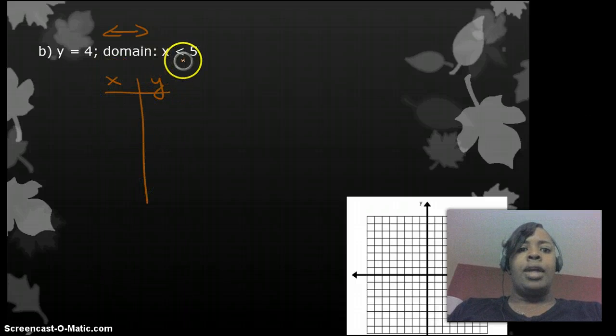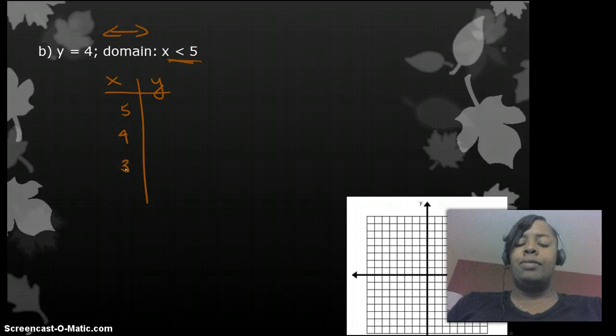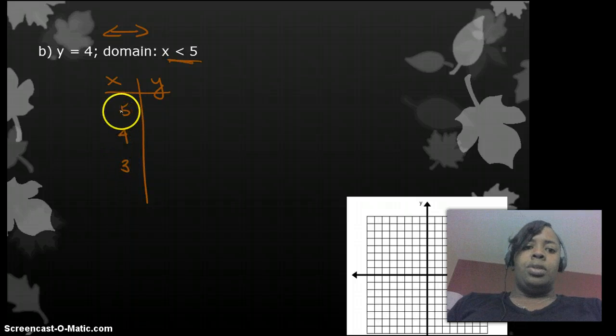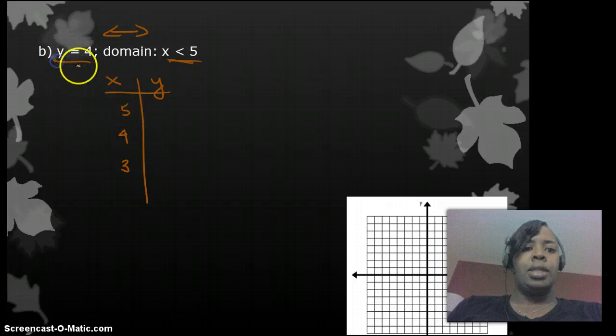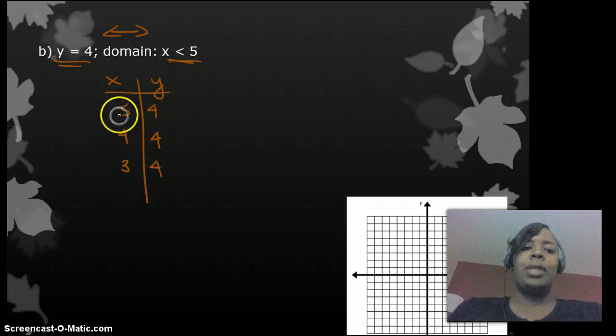For the values of x now, I need values. I know it says less than 5, but you're always going to start at whatever this number is. So 5, what's another number would be 4, and then probably 3. I know that I love 0, but it's fine. So if I plug in x equals 5, well, the equation says that y equals 4. It still says y equals 4 and y equals 4. So it doesn't matter what the x is, y will equal 4.